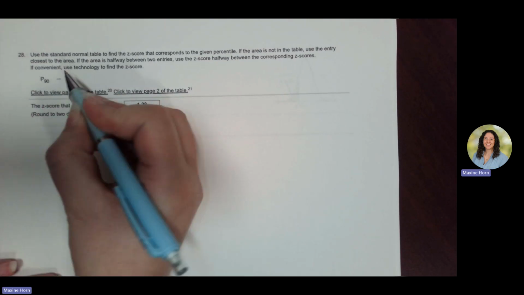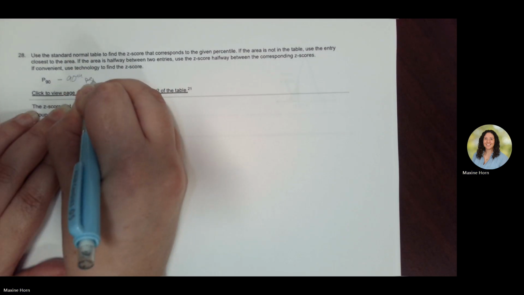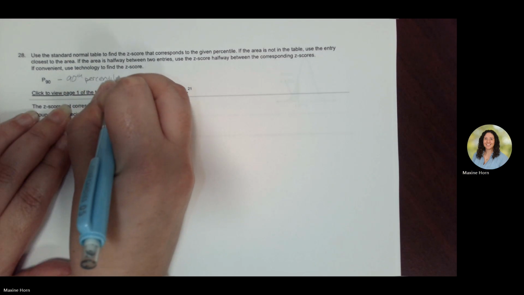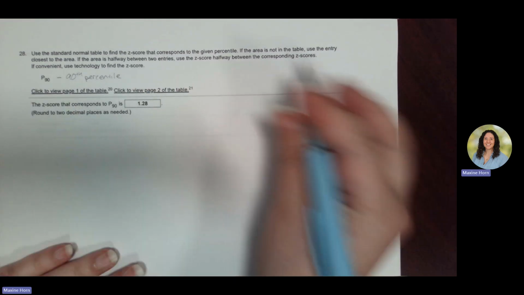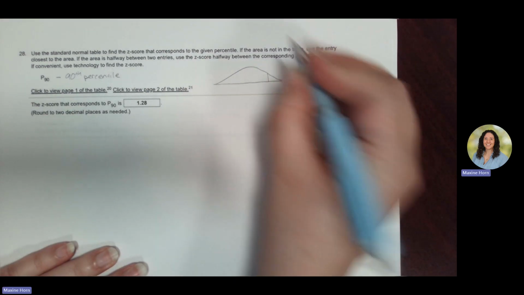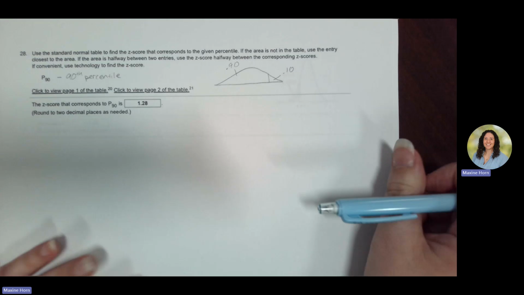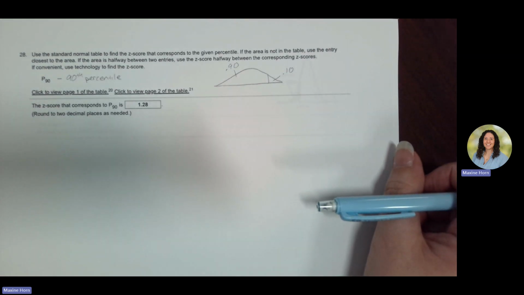Okay, so the 90th percentile. So quick reminder, that is the 90th percentile. Okay. So the 90th percentile is the value that separates the bottom 90 from the top 10. Not that we have to do the math to say that that's 10, but that's just a reminder.